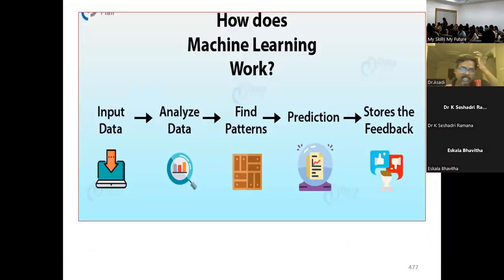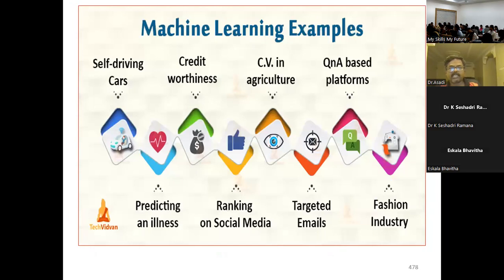Then how does machine learning work? First, we are taking input data, then analyze data, find patterns, then prediction of the data, store the feedback. That is called how machine learning works. Then see the machine learning examples, where we are using machine learning, self-driving cars especially. Very interesting applications we are solving with the help of machine learning.